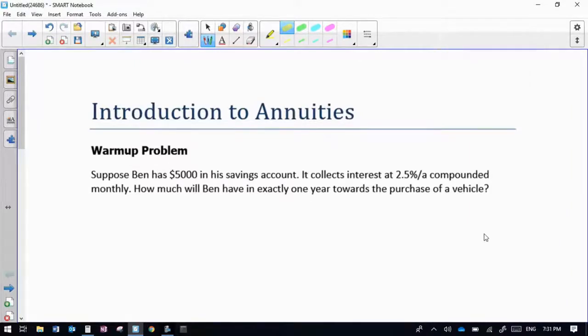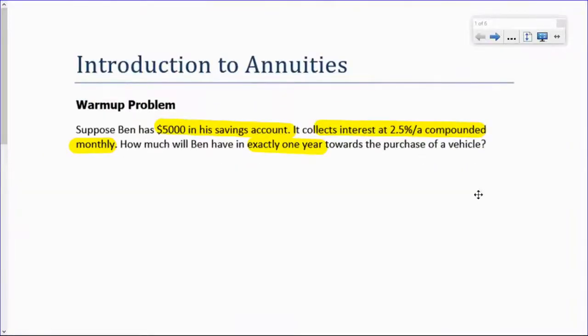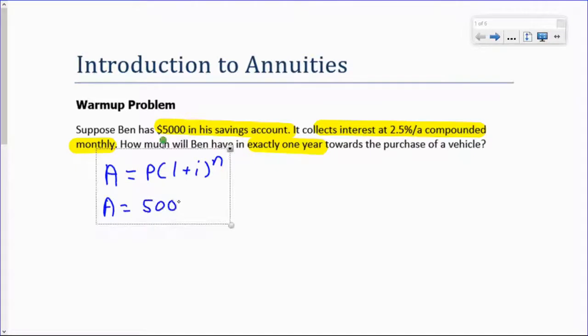So let's start with a simple problem about Ben and the $5,000 in his savings account that's going to collect interest at 2.5% compounded monthly. We want to know exactly how much money Ben will have in 1 year for his new vehicle. This is just like last week, an example of using the compound interest formula, where our principal is $5,000. Our interest rate is 2.5%, but we have to divide that by 12 to get a monthly interest rate. It's compounded monthly, and in 1 year, that's exactly 12 months. So our exponent is equal to 12.